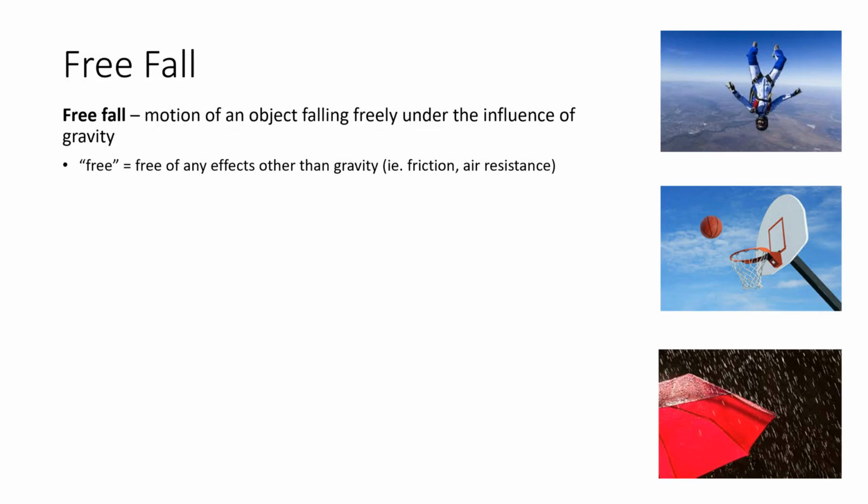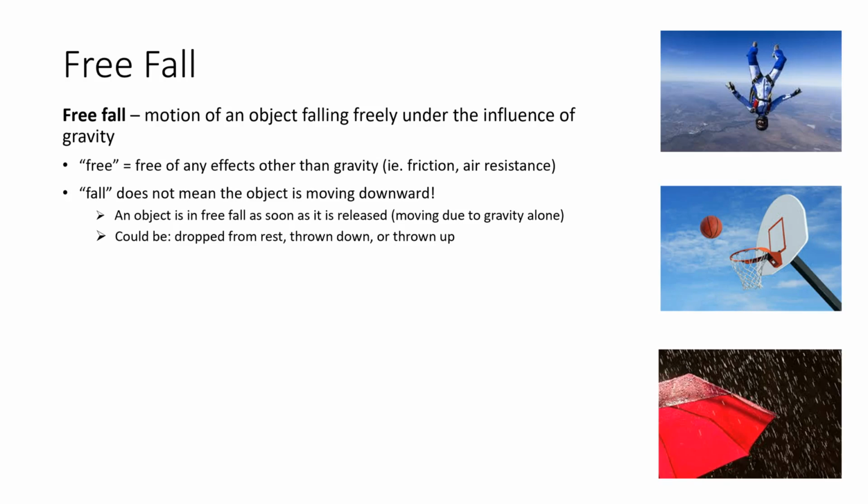Some examples of things that would contribute to an object not being in free fall: in free fall, an object must be free of air resistance and friction, things like that. So whenever we talk about free fall, we're assuming that we're only looking at the earth pulling the object towards it.